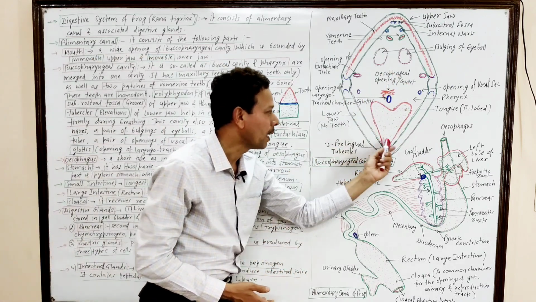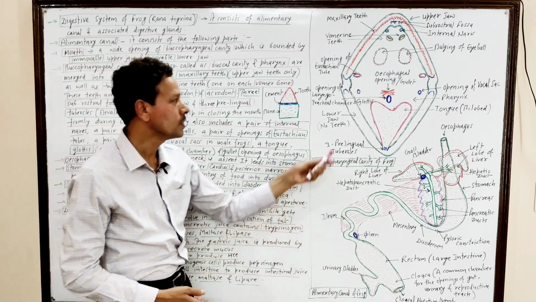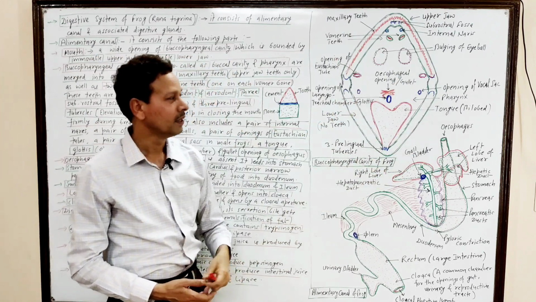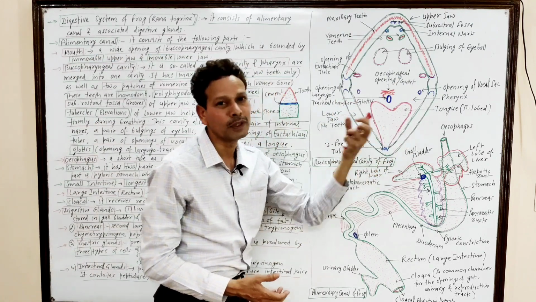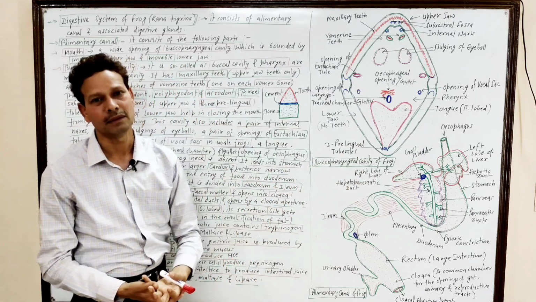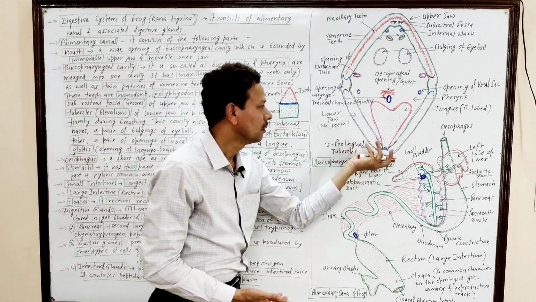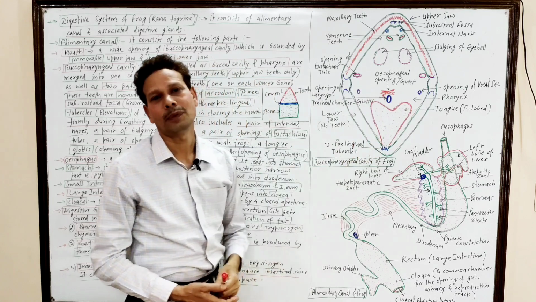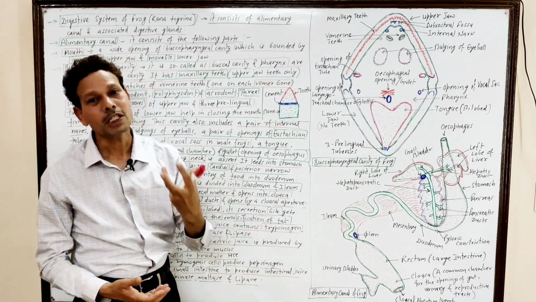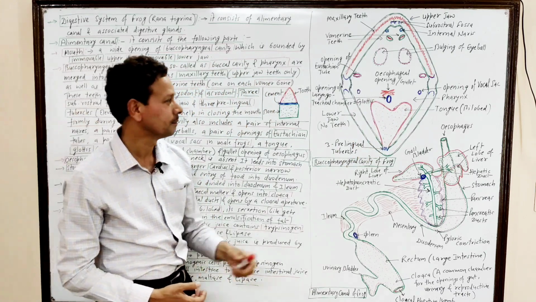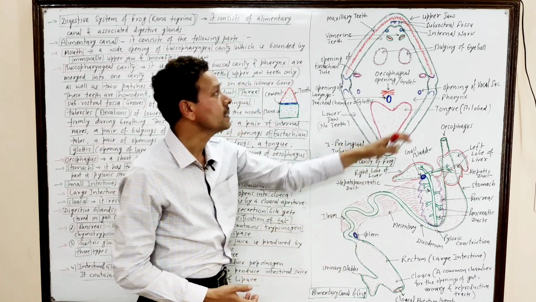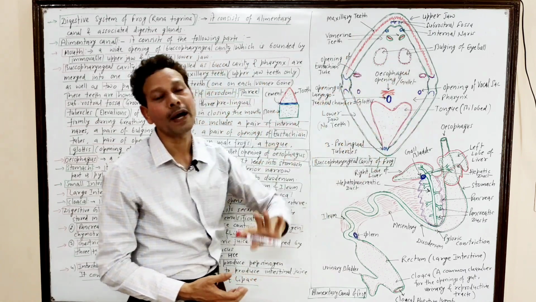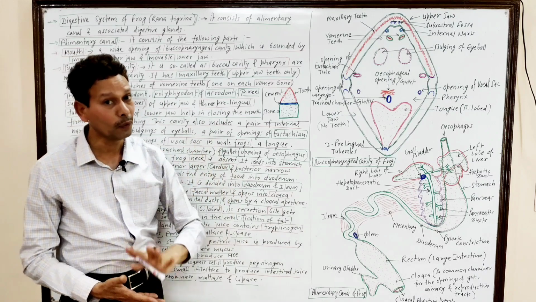In this lower part, this lower jaw is without any teeth, and the lower part of this buccopharyngeal cavity has a bilobed, bifid muscular tongue. This is all about the buccopharyngeal cavity of frog.